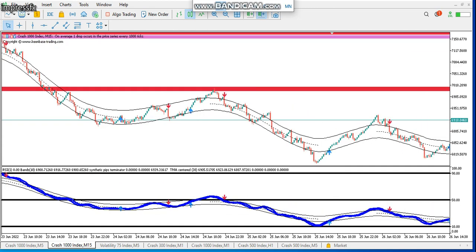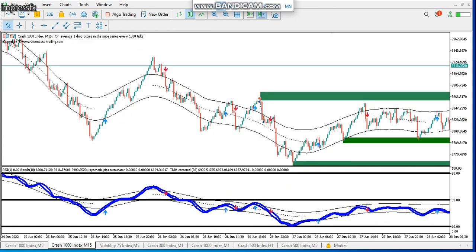Okay, so look at the signals given by this indicator. You can see my magic band is there. It must be there. In the boom and crash market, I don't play without my magic band because it gives me wonderful signals. It plays a very good role.